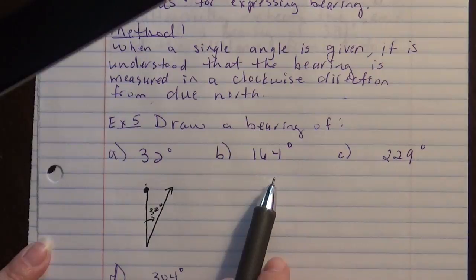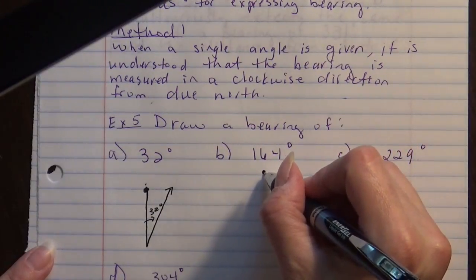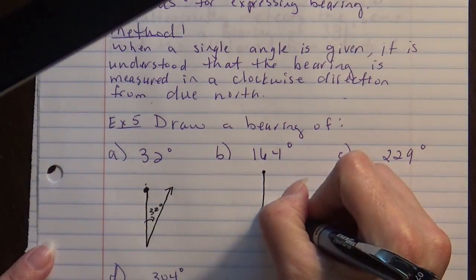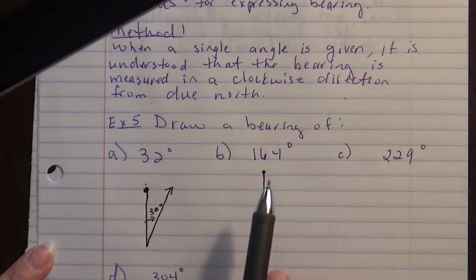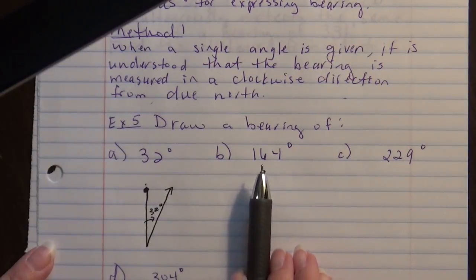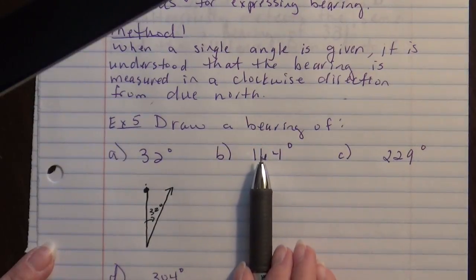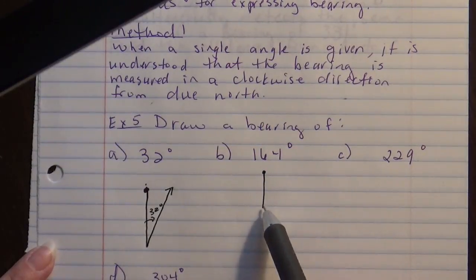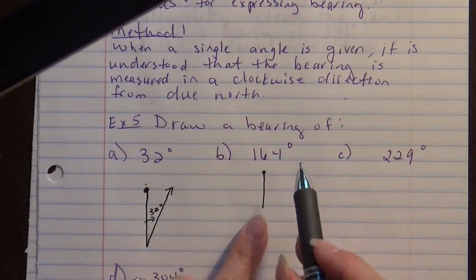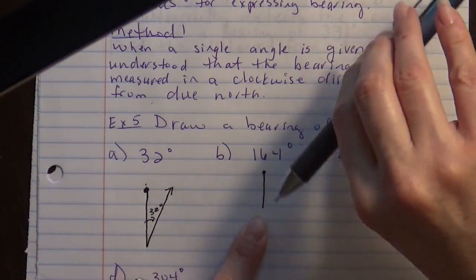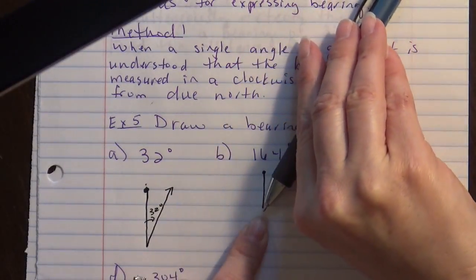Part B, we want an angle of 164 degrees. So again, we start due north, we go vertically down, and then from here we're going to measure 164 degrees. Starting here, we're always going clockwise in these problems. So starting from here, we want to go around, rotating from this point.